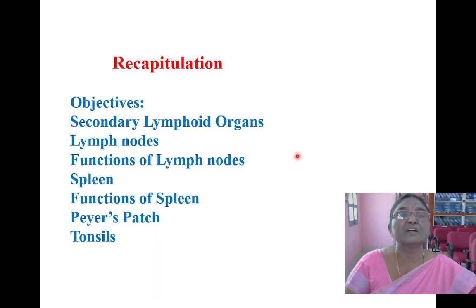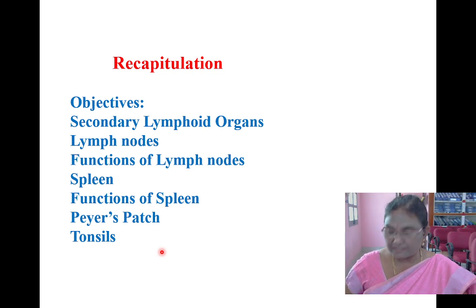Recapitulation. We have learned the objectives: secondary lymphoid organ structure, lymph node structure and its functions, spleen and its functions, Peyer's patch and tonsils.